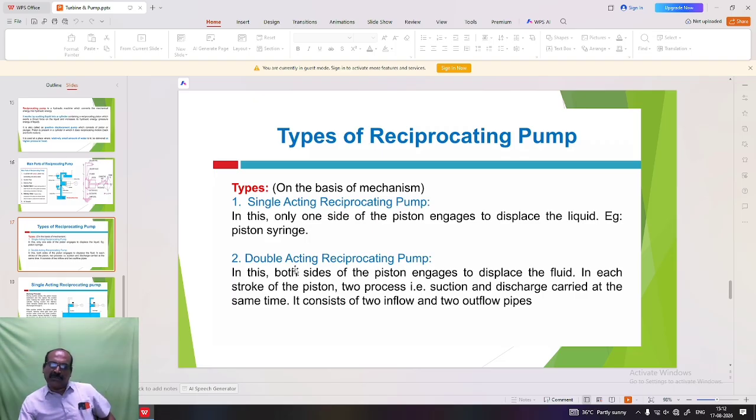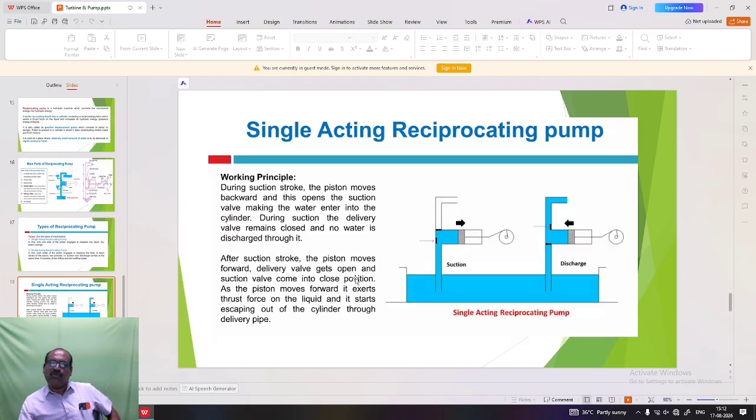In each stroke of the piston, two processes, suction and discharge, are carried out at the same time. It consists of two inflow and two outflow pipes. This is the diagram of the single acting reciprocating pump. See, during the suction stroke, the piston moves backward, and this opens the suction valve, making the water enter into the cylinder. During the suction, the delivery valve remains closed and no water is discharged.